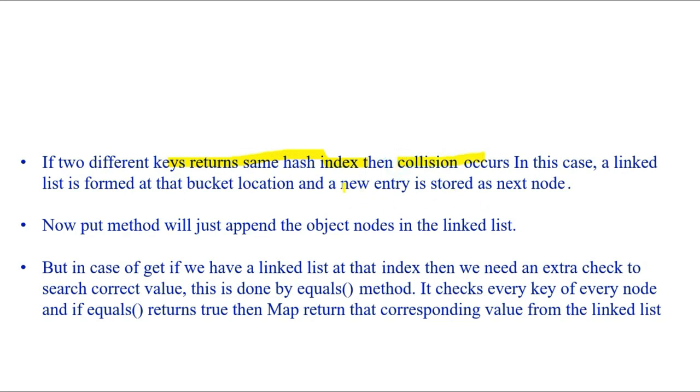Again, the same thing. If two keys return the same index, collision occurs, and a new entry is stored as the next node of the linked list. A linked list is formed. The put method just appends the object nodes in the linked list, but in the case of the get method, we need an extra check of the equals method so that you can search for the correct value. It checks every key of every node, and if equals returns true, that means the key you are searching for and the one stored in the table are the same, and then the map returns the corresponding value from the linked list.